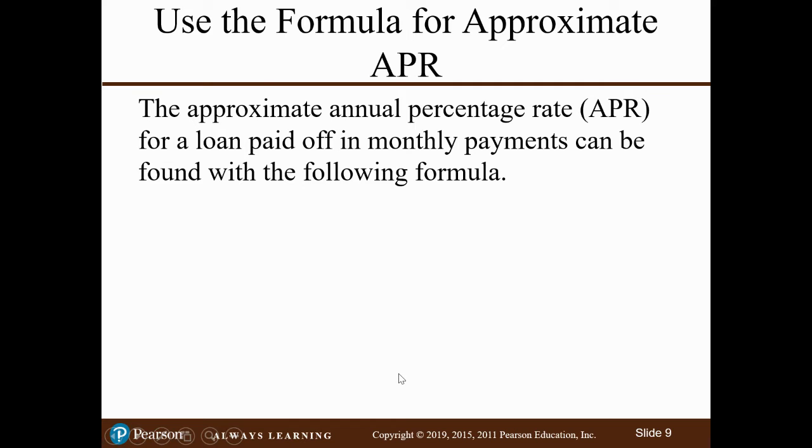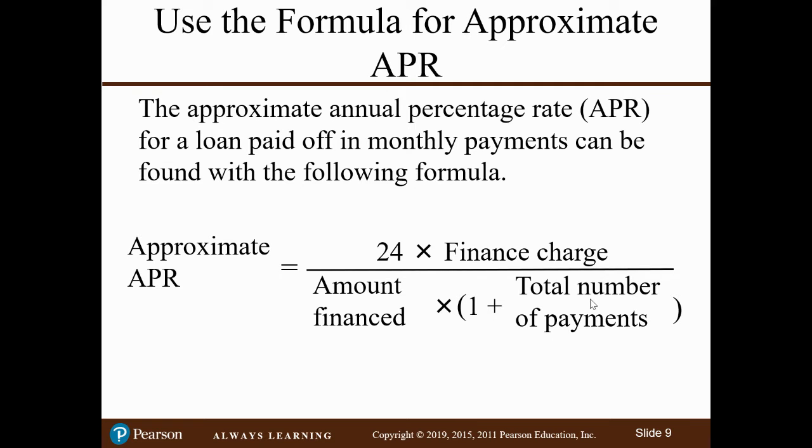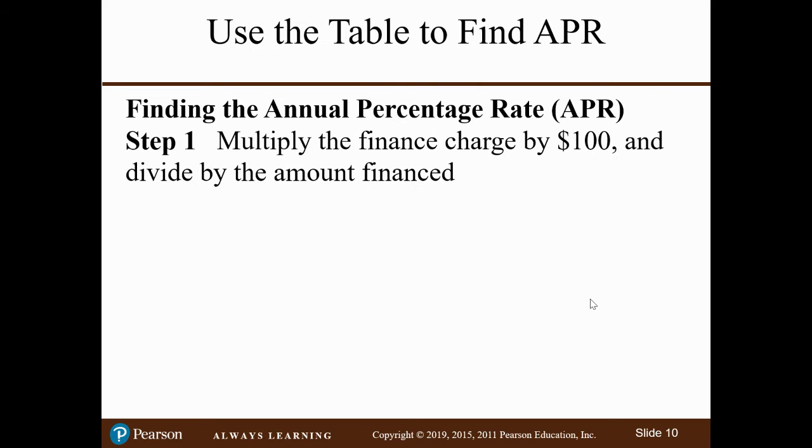And then, like I said, there's two things that we're going to calculate related to APR. One is the approximate annual percentage rate. It's not going to be an exact calculation, but it'll give you a ballpark figure as to what the actual cost of the loan is. And the way that we're going to do that is 24 times the finance charge divided by the amount financed times 1 plus the total payments. And I'll show you an example of that when we get into the MyMathLab assignments.